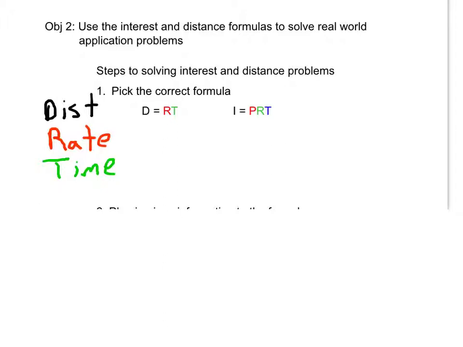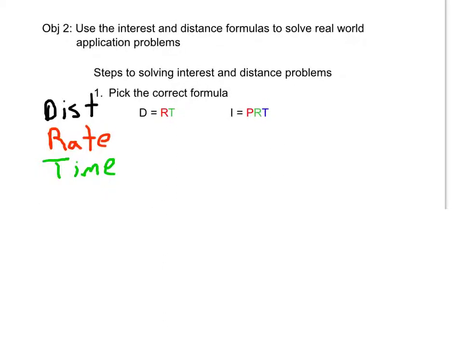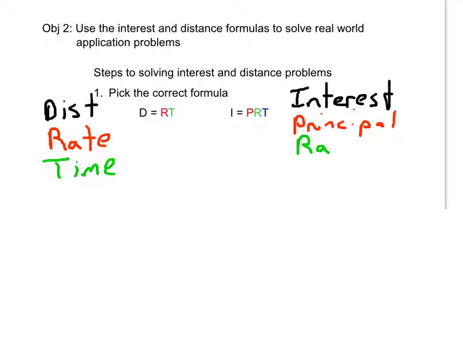This other formula over here, this is the interest formula. Okay, the I stands for interest. The P stands for principal. Not like Mr. Hart, okay, different kind of principal. And then the R stands for rate again. And then the T stands for time. Okay, I'm going to give you a couple specific things.